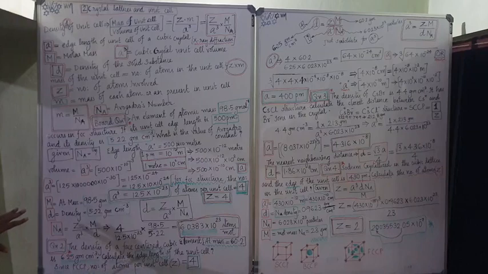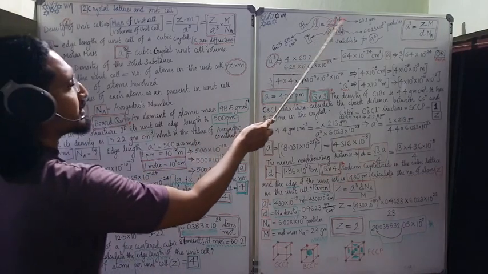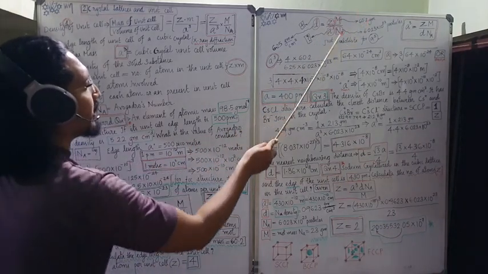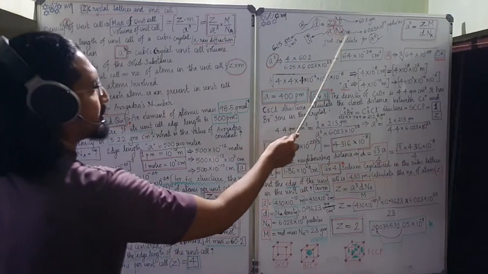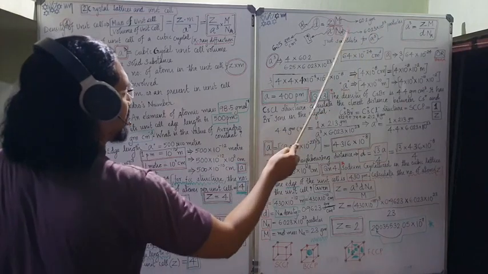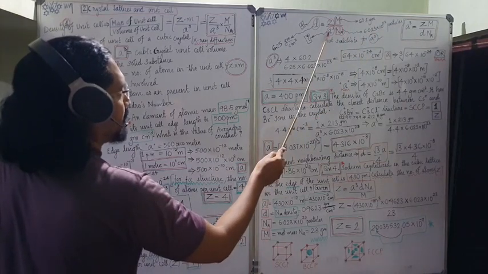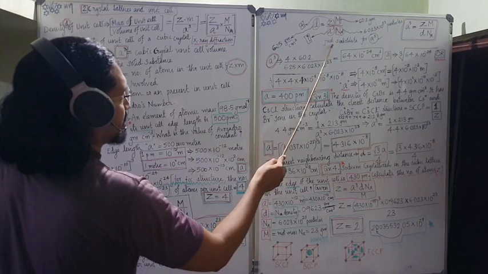Then what is that? Atomic mass. This is also given, 60.2 gram. And Avogadro number, we earlier know. Avogadro number is 6.023 into 10 to 23 particles. Then what is to be found out? A cube is to be found out. So just substitute for A cube.